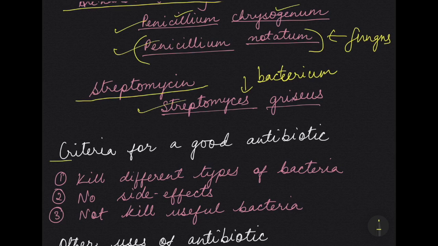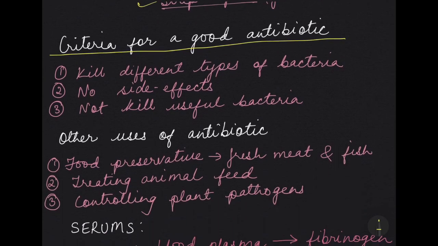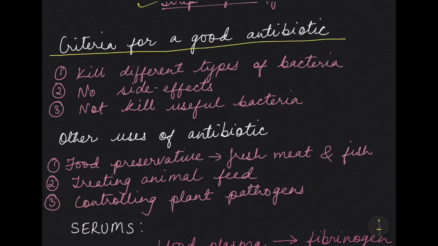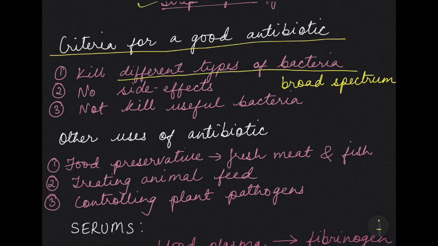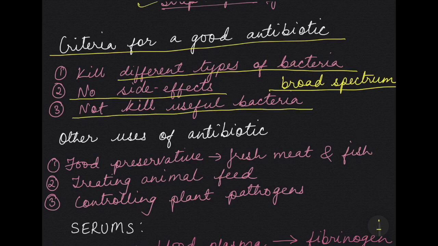Now, next, moving on to the criteria for a good antibiotic. It should be able to kill different types of bacteria, not just one single bacteria. Okay, if you see an antibiotic medicine, you will see the words broad spectrum written on it. Okay, broad spectrum means it can kill many bacteria, not only one bacteria. It should not produce undesirable side effects. There should be no side effects. Okay, and of course it should not kill any useful bacteria of the organism of the host.